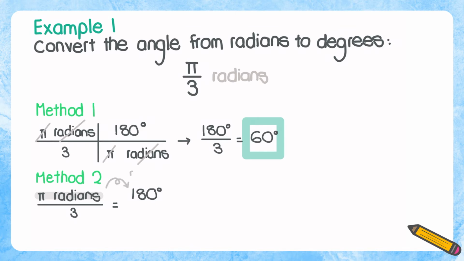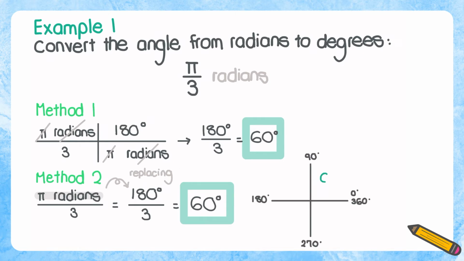Right here, I just replaced pi radians with 180 degrees. And then we have 180 degrees over 3, which again equals 60 degrees. So regardless of which method you use, you get the same answer. When you can use both methods, it's probably easier to use method 2.